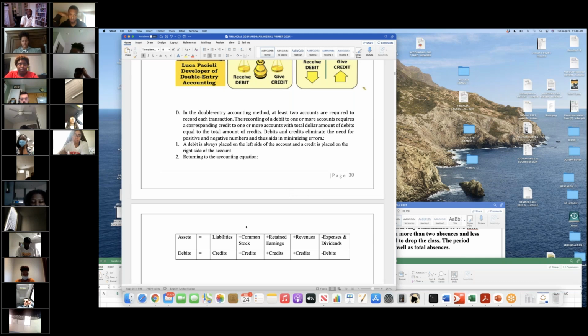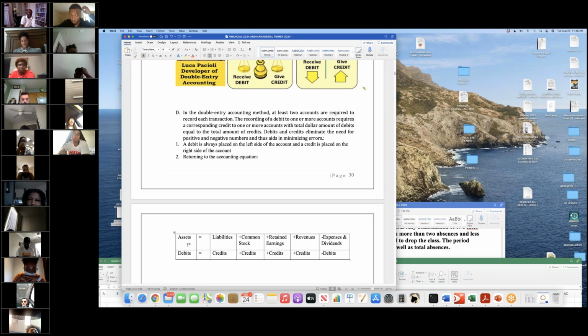Returning to our accounting equation, we'll review this next time. We're just hitting it quickly. Assets are things that we get, and so they have debit balances. Liabilities are things we give up. The company creates a liability or it creates common stock. Those are credits. Earnings are credits. Retained earnings, hopefully, are credits. Revenues are credits. Expenses and dividends are debits.